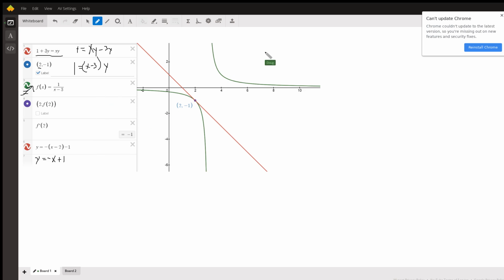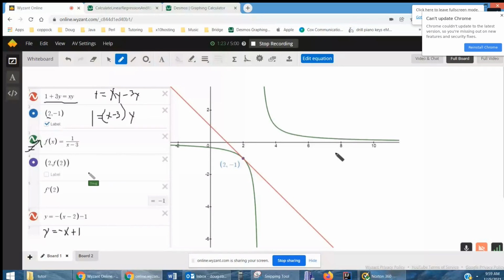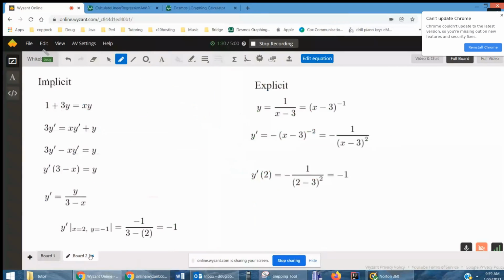Okay, I'm going to share my screen too here for a second. I'll go to Desmos in a minute. But if I go to board 2, here I'm showing finding the equation of the tangent line, finding y prime explicitly, or implicitly over here, by using implicit differentiation.